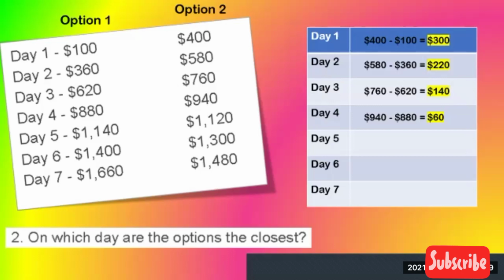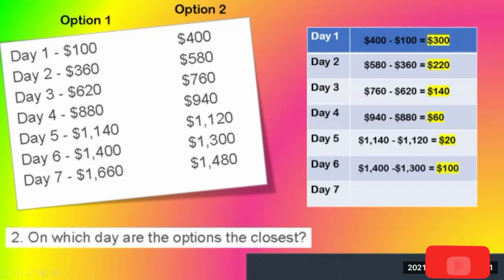If you look at day 5, you would realize now that the total on day 5 for option 1 is now greater than the total for option 2. However, we are going to find the difference of those numbers, so we are going to subtract the smaller number from the larger number. And the difference on day 5 is $20. On day 6, the difference is $100. And on day 7, the difference is $180.